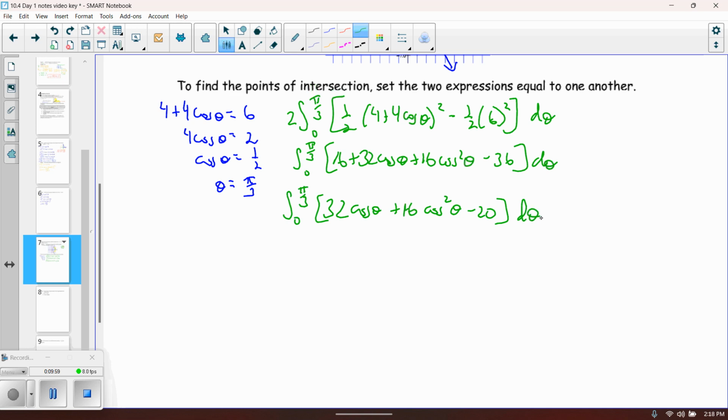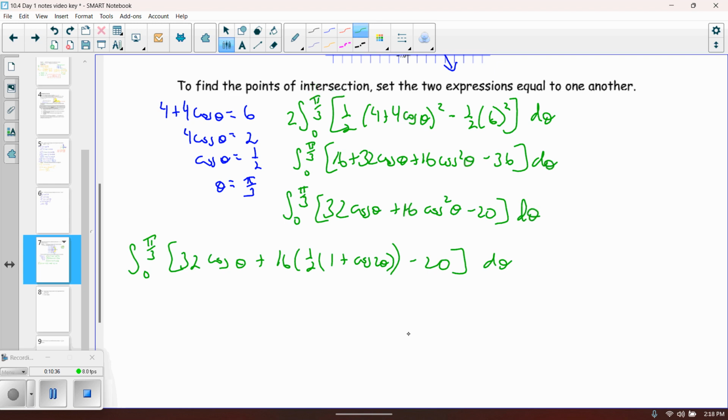So 32 cosine theta and negative 20, easy to take the antiderivatives of. We're going to have to utilize our cosine squared reduction formula to get rid of that. I'm going to bring this over here just to give myself a little more room. So 32 cosine of theta plus, so that's going to be 16 times 1/2 of 1 plus cosine of 2 theta, and then minus 20 d theta.